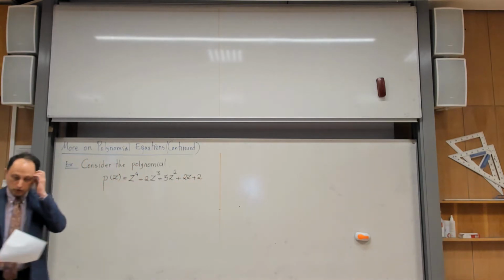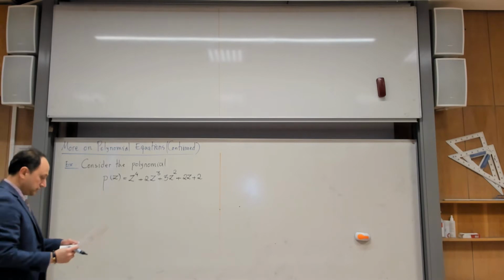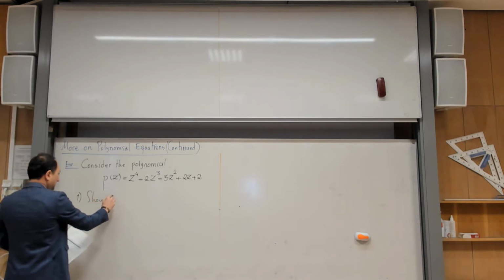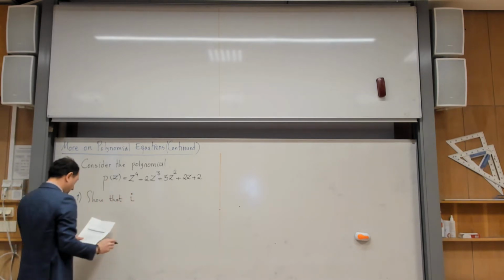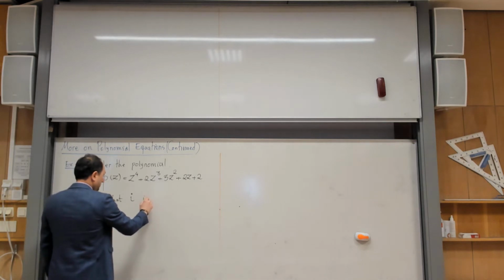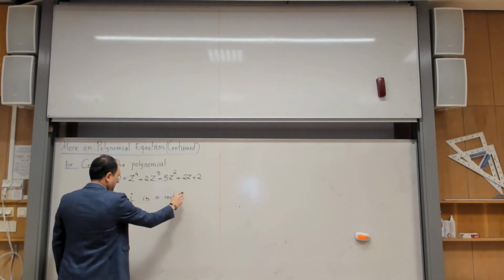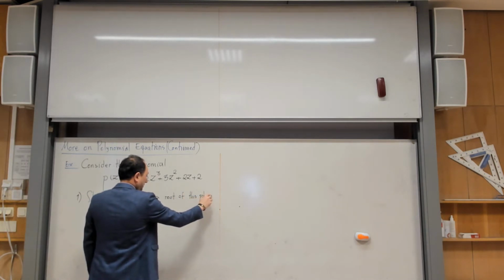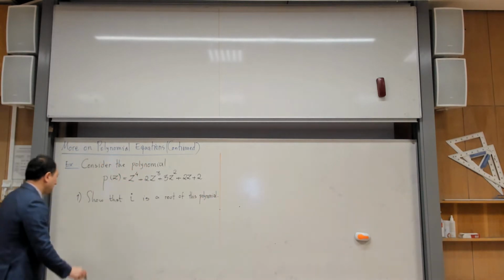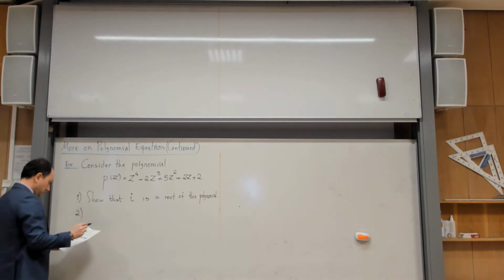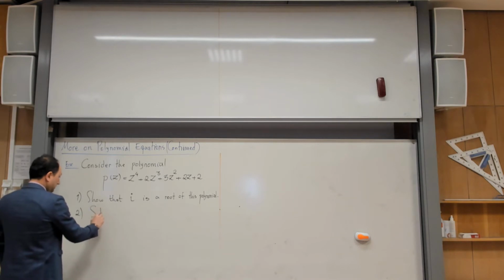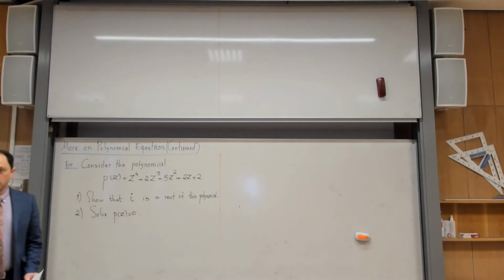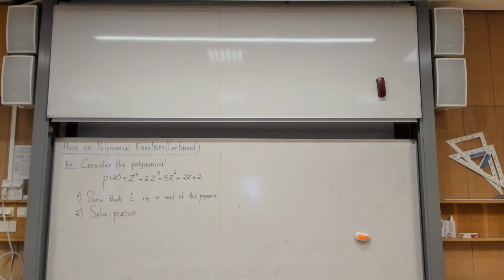Okay, and this is a given polynomial. This is an interesting question, I would say. Number one, show that i is a root of this polynomial. Okay, number two, solve this equation. Solve p of z equals 0. So this is what we want to solve today.